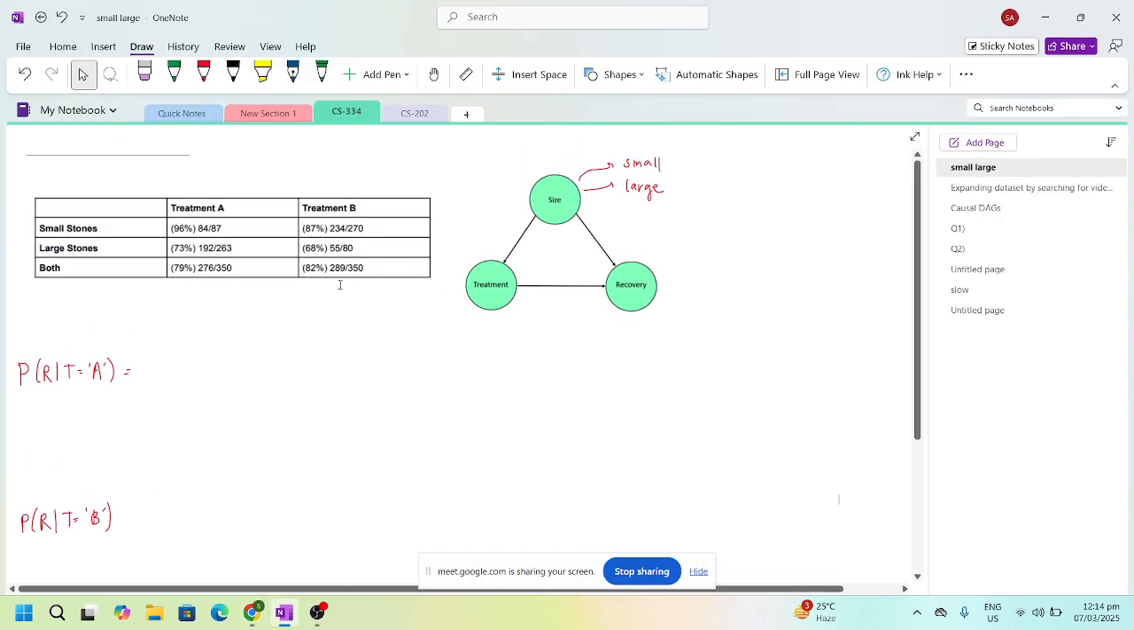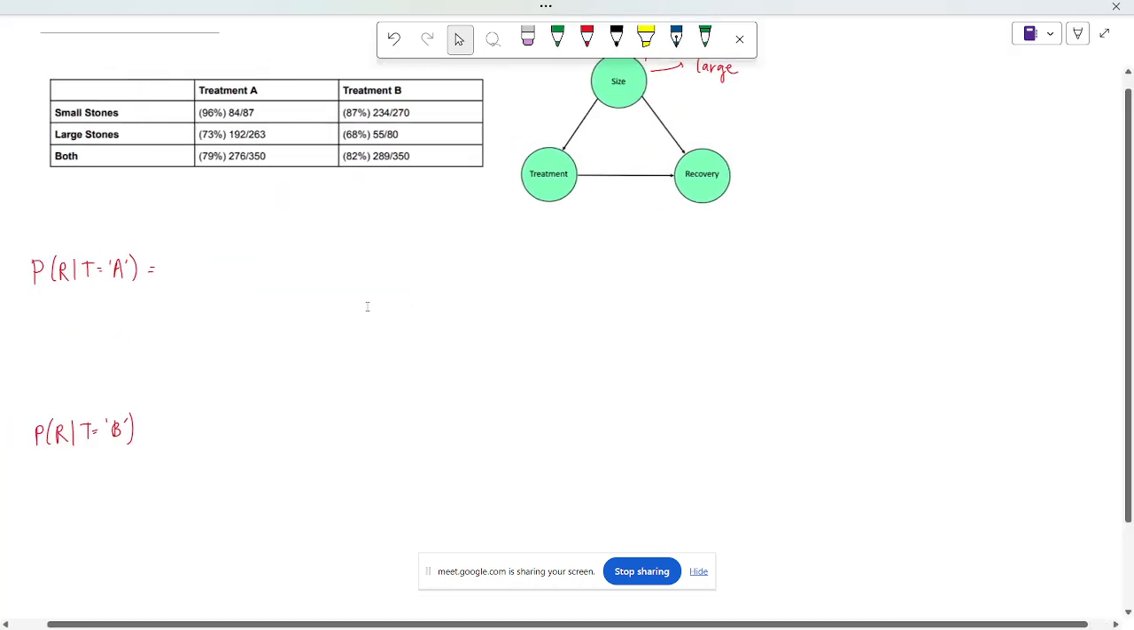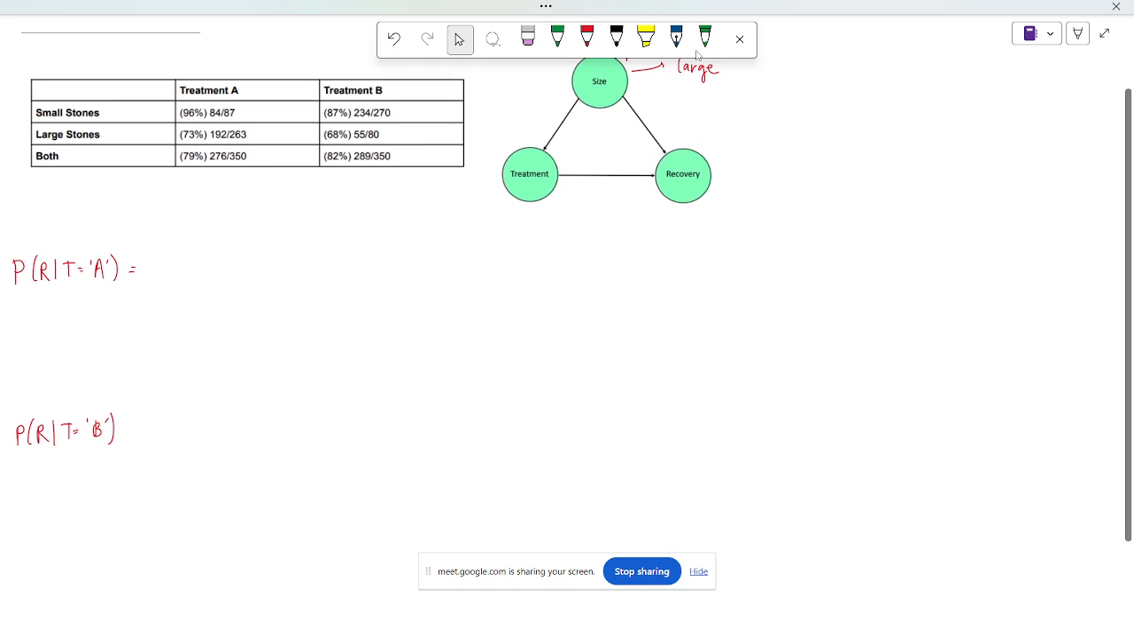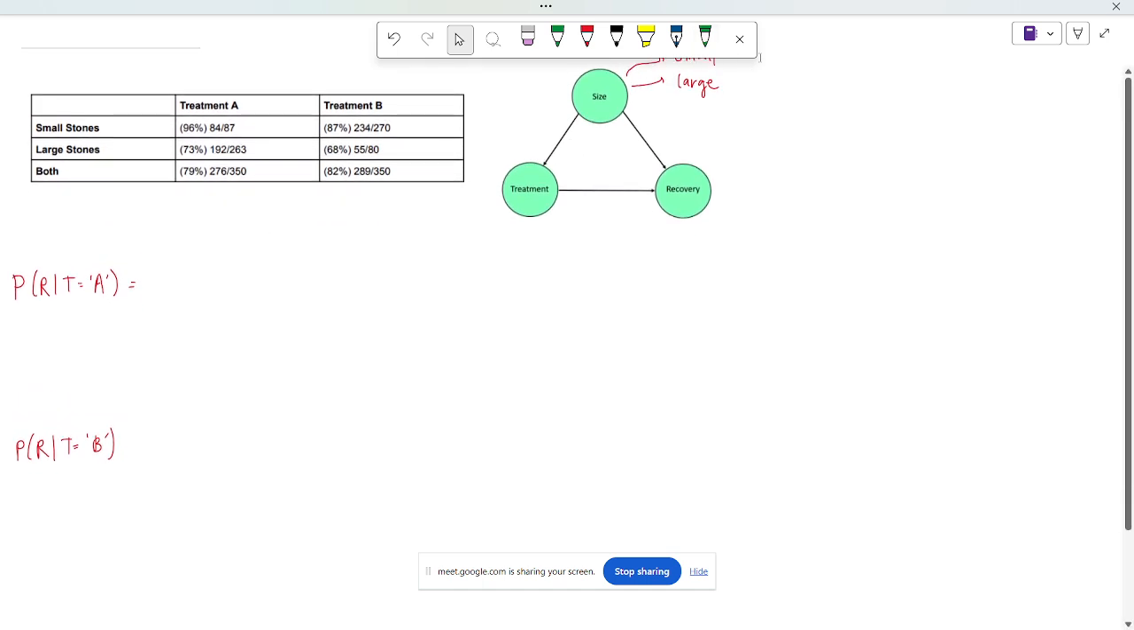Is my screen visible now? Okay, all right. I hope this is a decent level of zoom. So let me show you how you do this probability math.